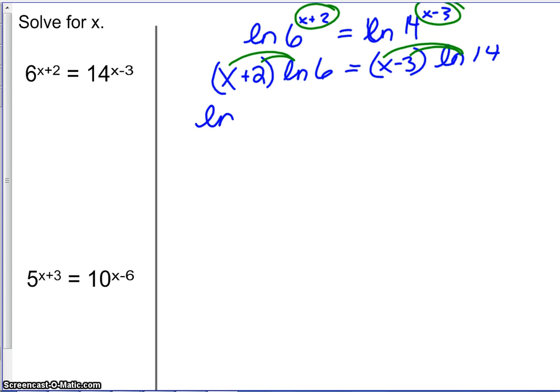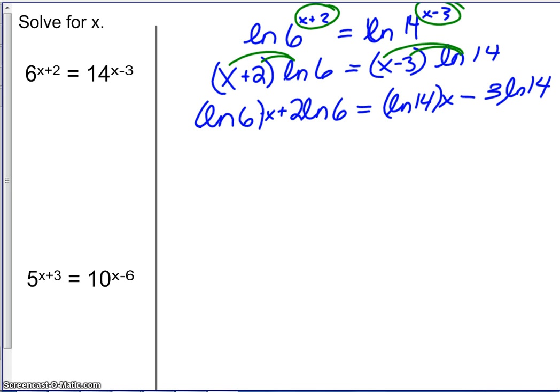So what I have is natural log of 6 times x, and natural log of 6 times 2, and they're being added together. So I'm going to write 2 natural log of 6. That's usually how we show that. Here, I'm going to make it equal to natural log of 14 times x, and then 3 times the natural log of 14. I usually highlight the fact that it's 3 times that value, so it doesn't look like 143 for a natural log.